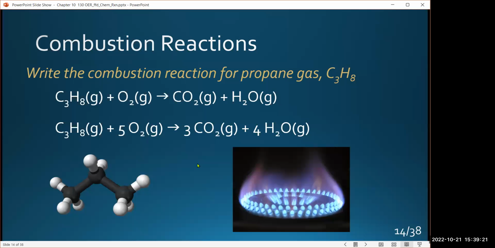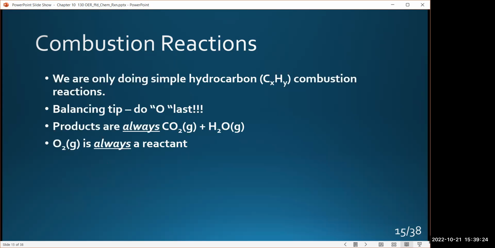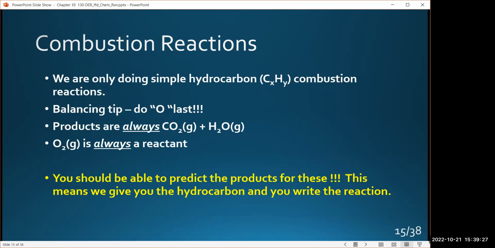All right, so that's how we handle combustion reactions, and this is basically the information that I just talked about: balancing, doing oxygen last. Your products are always carbon dioxide and water, and oxygen is always a reactant with your hydrocarbon. You balance carbons first, hydrogen second, oxygen last. So you should be able to predict the reactants and products for the combustion of any hydrocarbon you're given, and to balance them. And then if you end up with an odd number of oxygens at the end, then do what we just did.